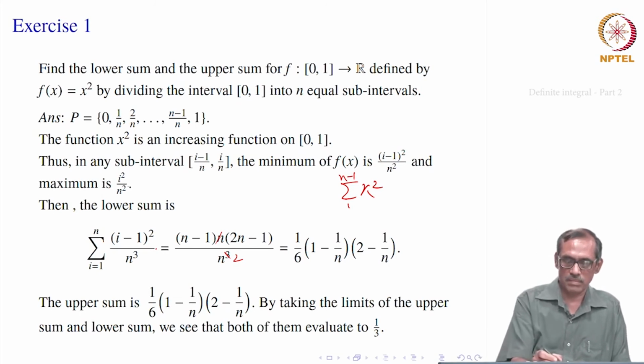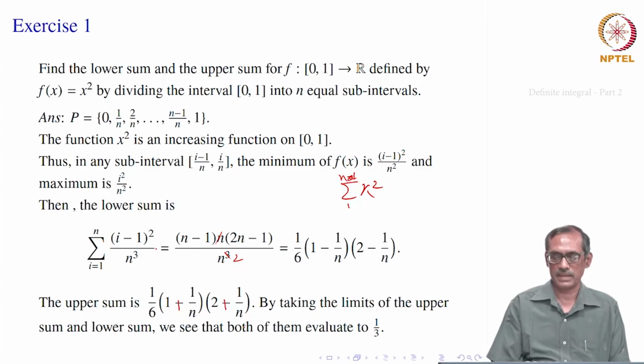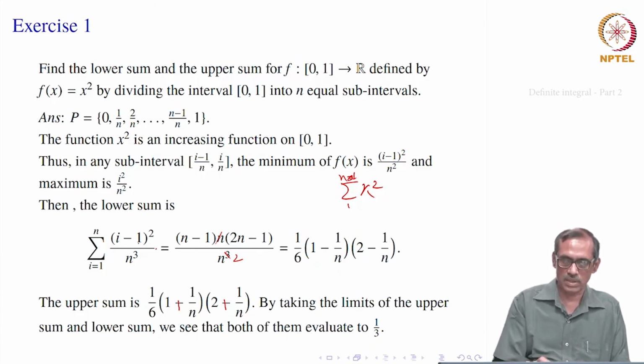When you take the upper sum, it will be i square instead of i minus 1 square, so i square by n cubed, with i varying from 1 to n. That will be n into n plus 1 into 2n plus 1, and doing a similar thing, it will be plus really, not minus: 1 plus 1 by n, 2 plus 1 by n. Now if you take the limit of the lower sum and the upper sum, you get 1 by 3, both limits are the same. Therefore this is integrable, because we have got it, but only for the uniform partition.